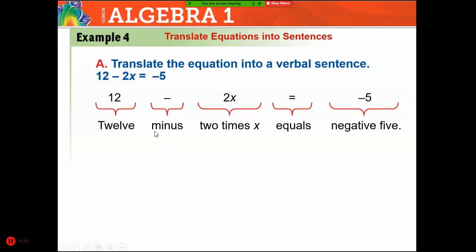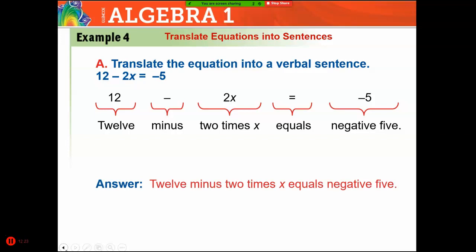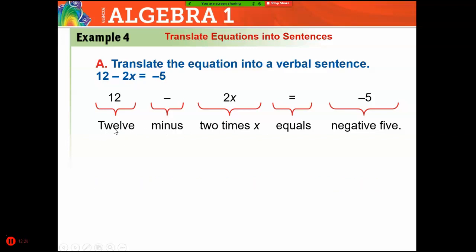So we had the minus. I used equals, but you could use is. If we talk about two things being multiplied, we could use times. When you are asked to write it as a verbal sentence, you have to spell out the numbers. So you would write twelve minus two times x equals, or is, negative five.